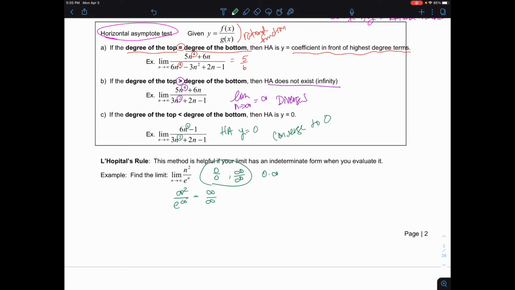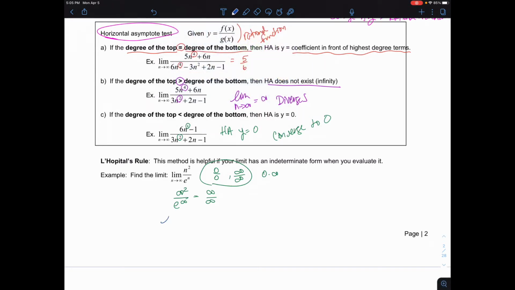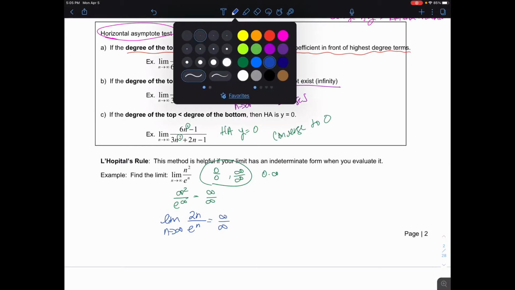So we can use L'Hopital's rule that says we take the derivative of the numerator and the derivative of the denominator separately. So we would have the limit as n goes to infinity of the derivative of the numerator, which is 2n, and the derivative of the denominator, which is e to the n. If I plug in infinity again, I get infinity over infinity. So I have to repeat L'Hopital's rule one more time.